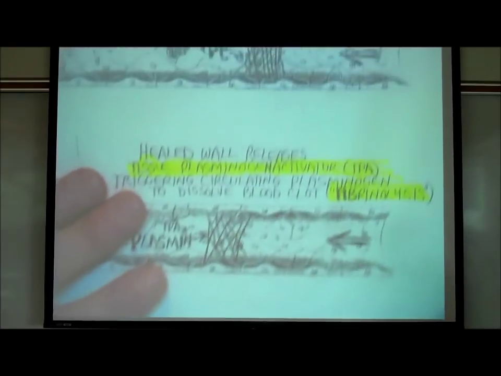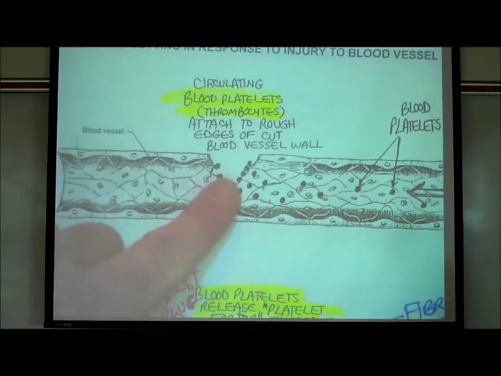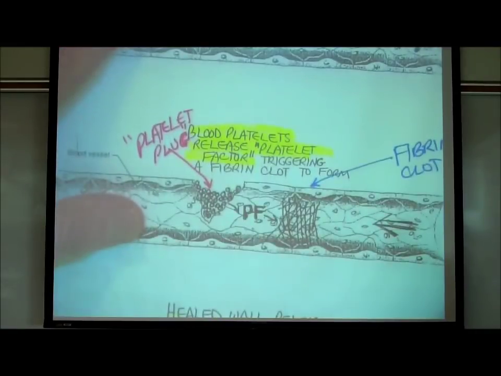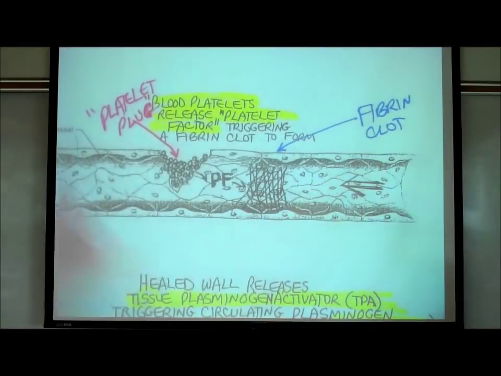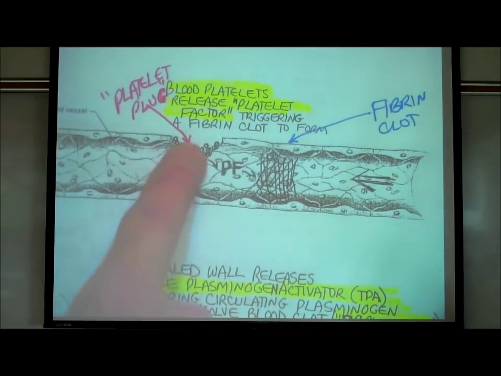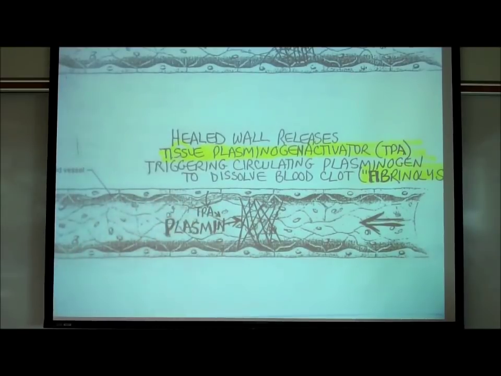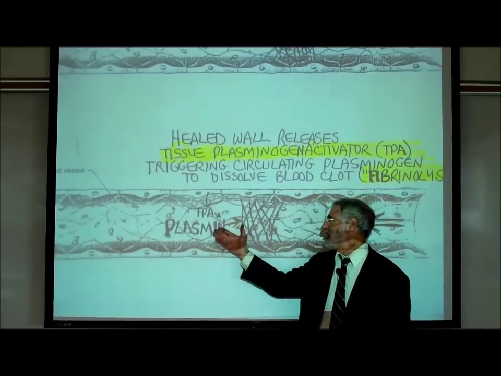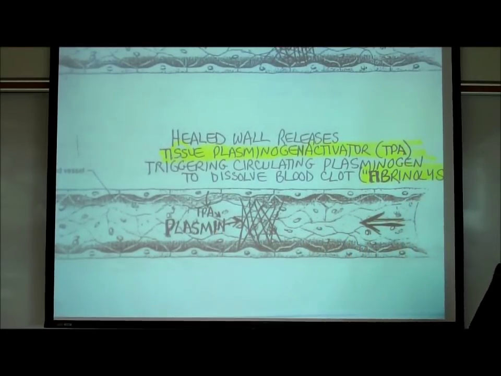All right, so we have reviewed very briefly what blood platelets are, how blood platelets release a chemical that leads to the formation of a fibrin clot, how when the wall of the vessel is repaired or heals, it releases a chemical called tissue plasminogen activator that culminates in the dissolving of that fibrin clot and allows blood to flow through that repaired vessel. Everybody okay on that?